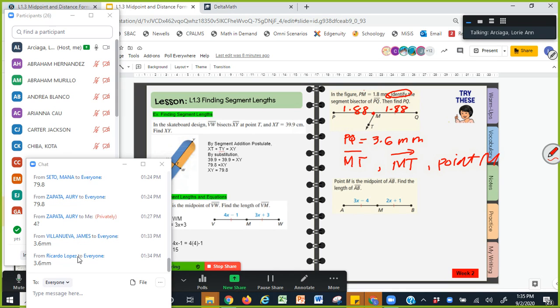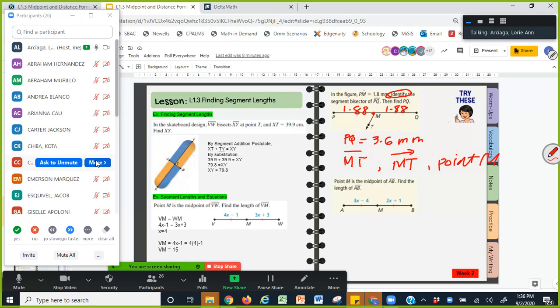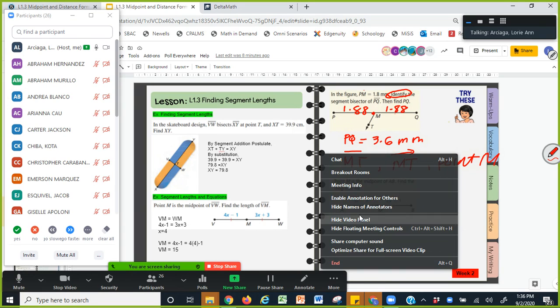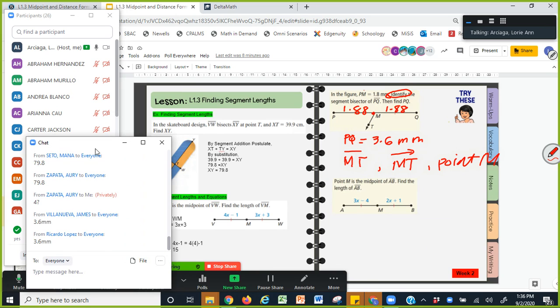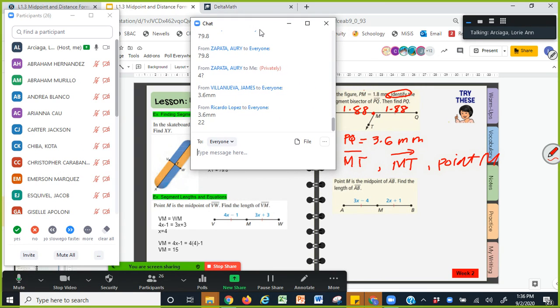Yes, Ricardo. That's awesome. It's 3.6. Cool. Who would like to volunteer next for the second one? Let me know. You can be the co-host so you can share the screen. If you wrote something on a paper, you could just put your notebook next to your camera so we can see. Ricardo, would you like to share?